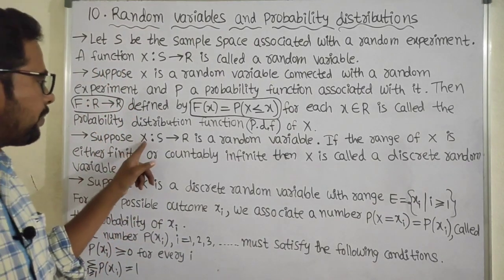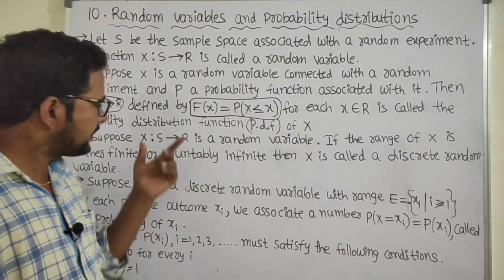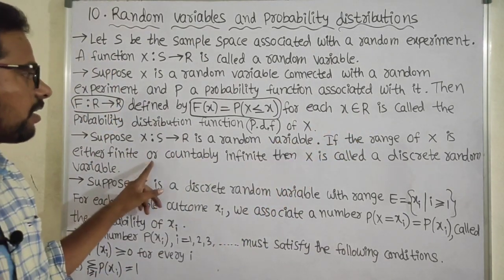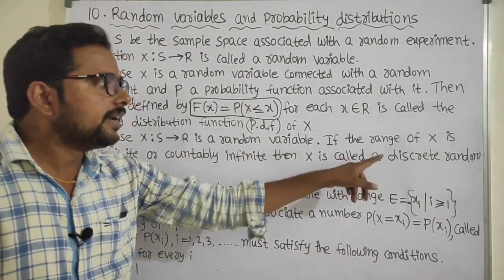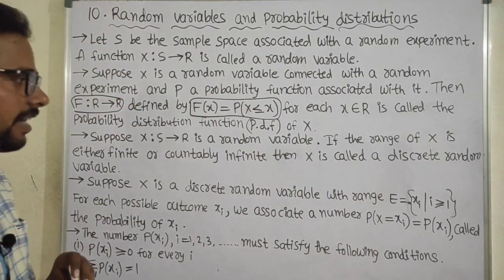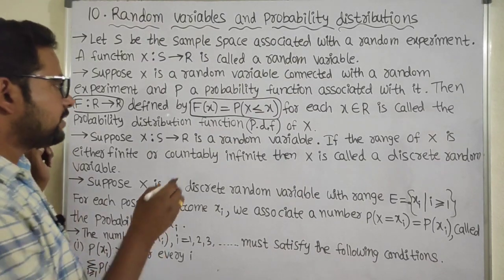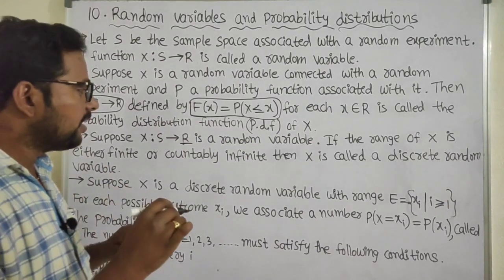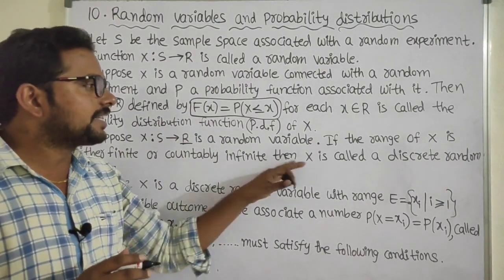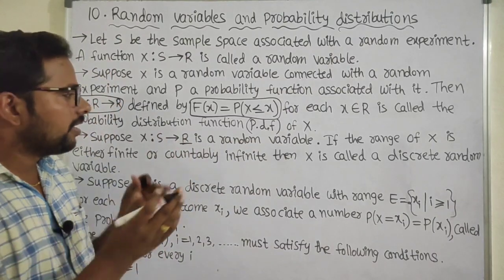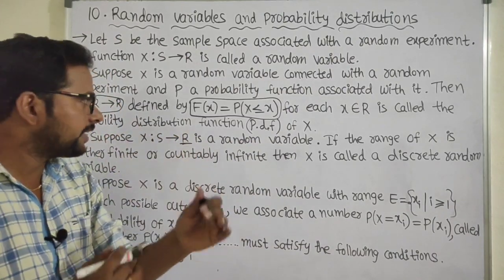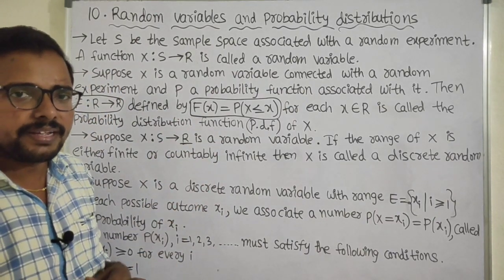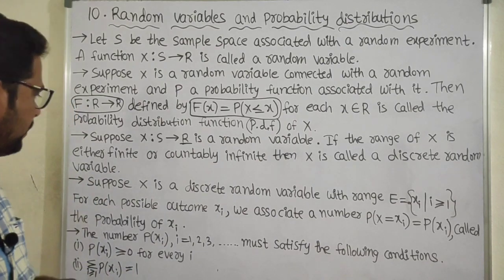Next, suppose X mapping S to R is a random variable. If the range of X is either finite or countably infinite, then X is called a discrete random variable. The condition for a discrete random variable is that the range should be finite or countably infinite.